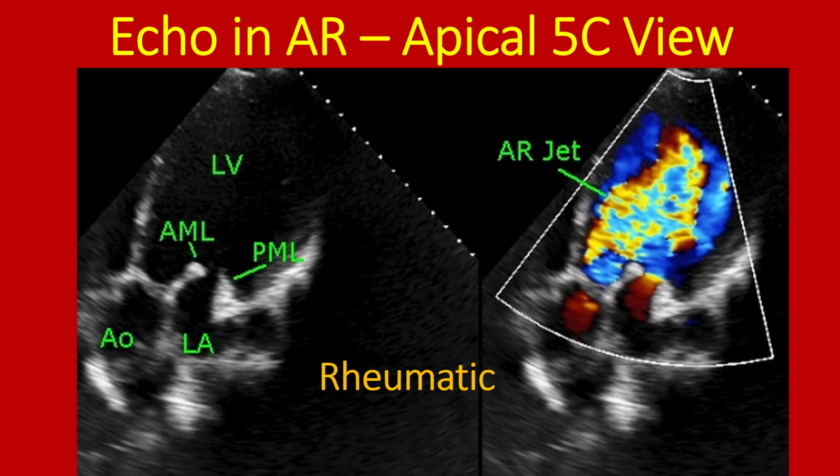When there is associated mitral stenosis, the color Doppler jet of mitral flow merges with that of the aortic regurgitation in the left ventricle, as both occur in diastole. But the velocity of aortic regurgitation jet is much higher than that of mitral stenosis, as the pressure difference between aorta and left ventricle in diastole is much higher than that between left atrium and left ventricle.